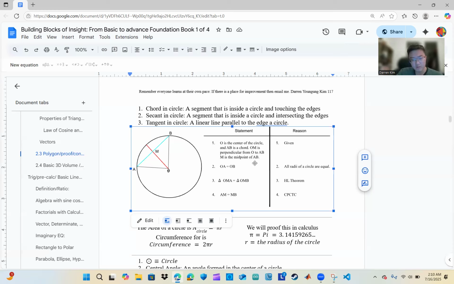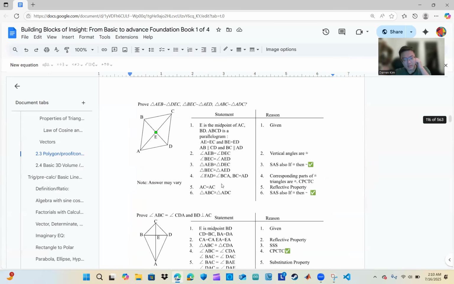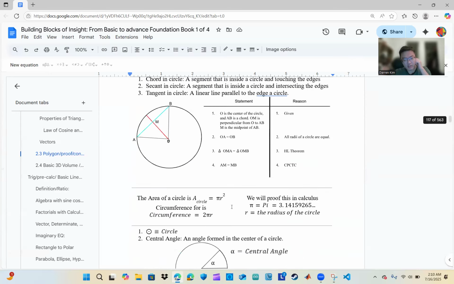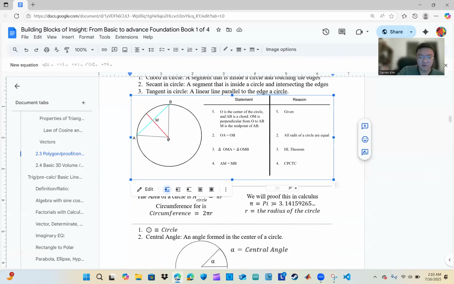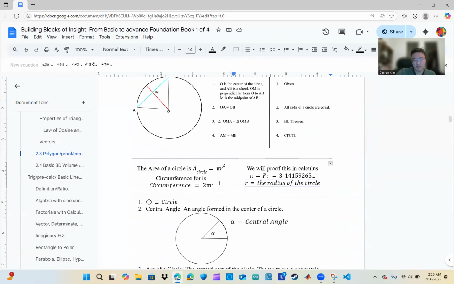Excuse me. OM is perpendicular like this, and you can kind of see it's HL, and then you get AN and BN. I'm pretty sure this is the same theorem as the kite theorem, just rehashed a little bit. And then we finally get to here.